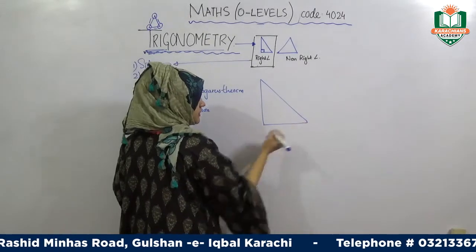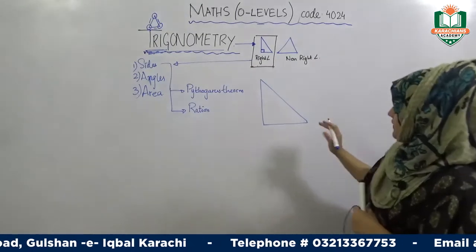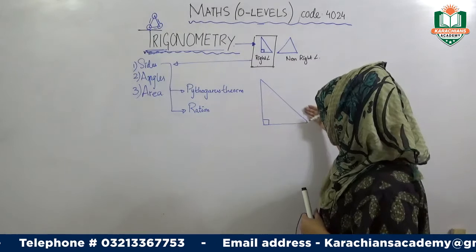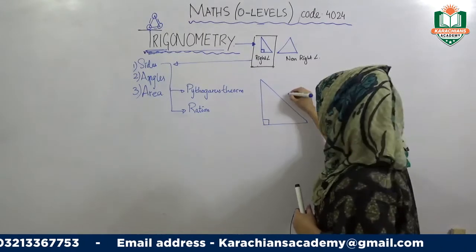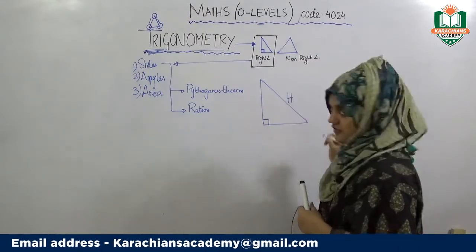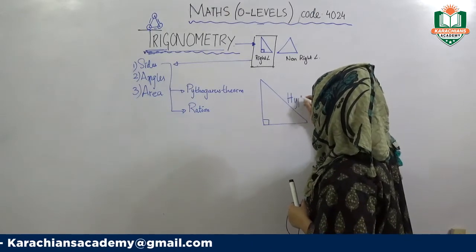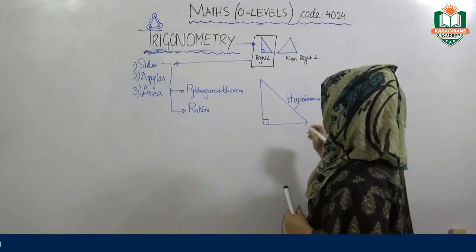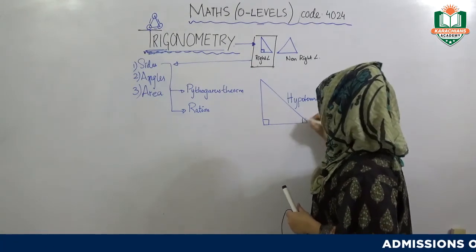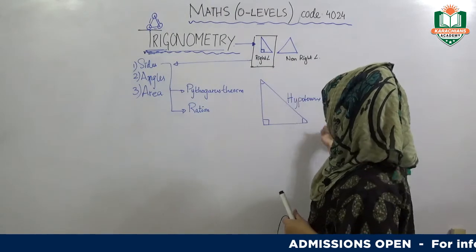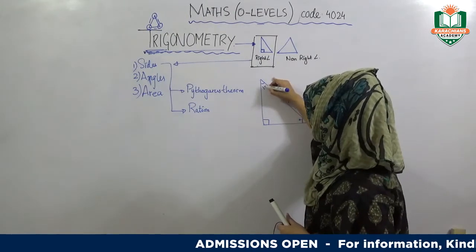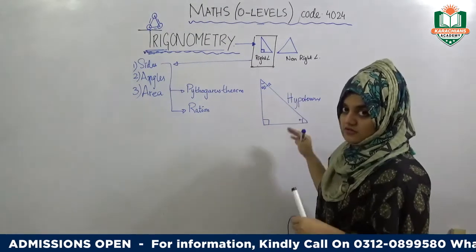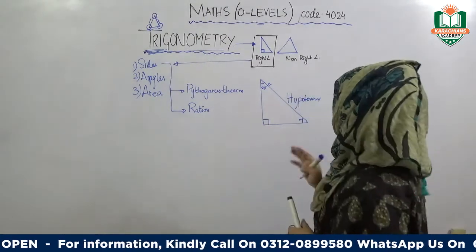This is our right angle triangle. The side corresponding to the right angle is going to be known as the hypotenuse. And this is going to be one angle and this is going to be another angle. Let's say if one is A, the other is going to be 90 minus A, because the sum of these two angles is going to be 90 degrees.